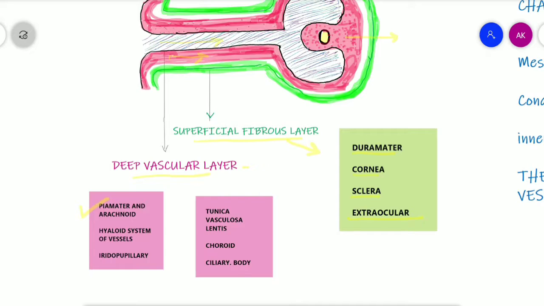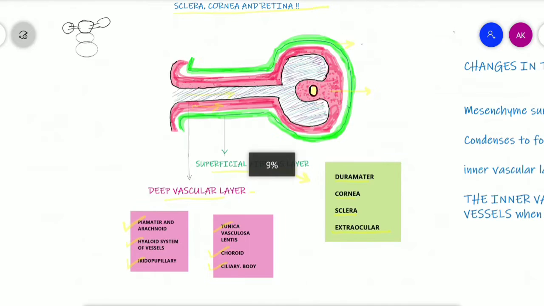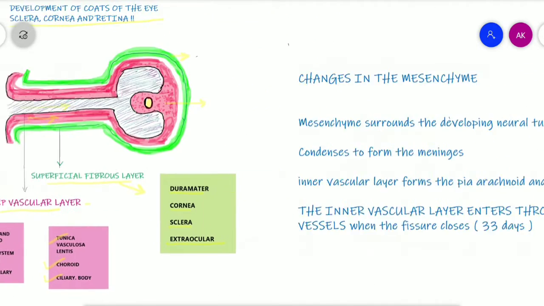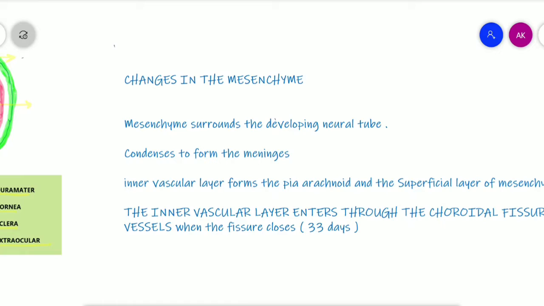Apart from that, the hyaloid system of vessels, the iridopupillary membrane, the tunica vasculosa lentis, choroid and the ciliary body will also develop from the deep vascular layer of the mesenchyme. Now let us see one by one how they develop. So let us talk about the changes in the mesenchyme.